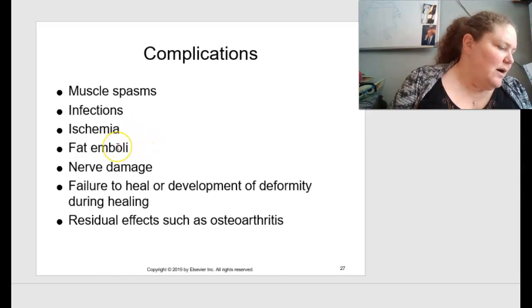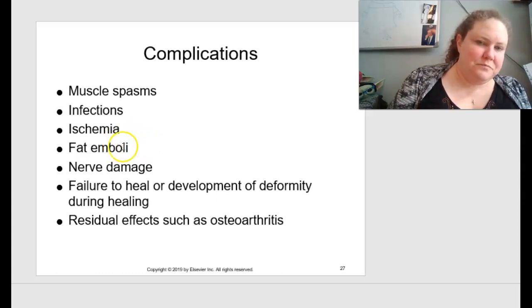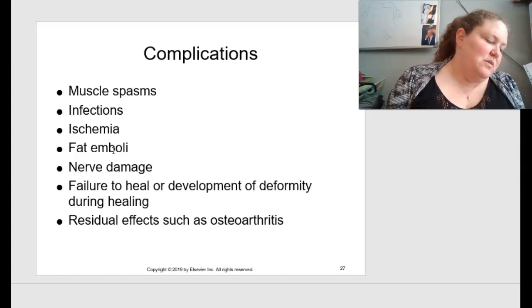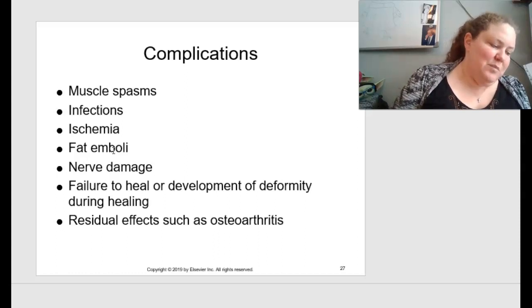You can have a fat emboli, okay? And this is a risk where fatty marrow is going to escape from the bone marrow into a vein within the first week of the injury. The fat emboli are more common in patients with fractures of the pelvis or the long bones, such as the femur, particularly when the fracture site has not been well immobilized during the transport.